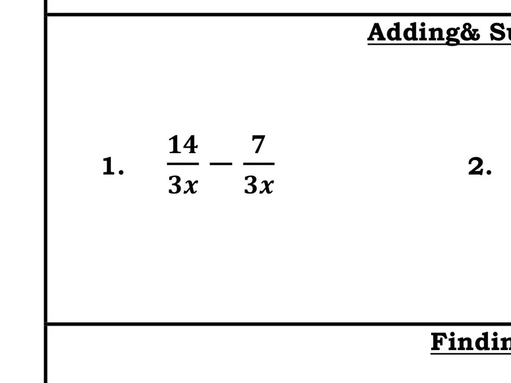Now we're going to start off very basic where we already have the same denominator. In order to add or subtract the rational expressions, the denominator must be the same. Once the denominator is the same, we can actually write this over 3x, and we have 14 minus 7 on top. So 14 minus 7 is 7 over 3x.